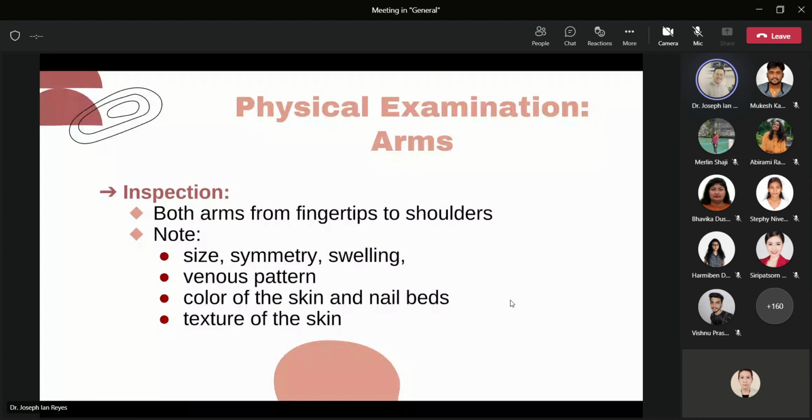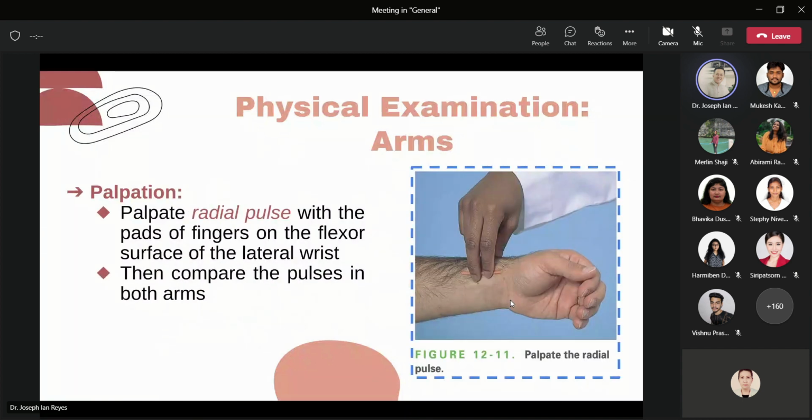Then for palpation, for the upper extremity, you palpate the radial pulse with the pads of the fingers on the flexor surface of the lateral wrist. Then compare the pulses in both arms. See if they are the same in intensity, 2 plus or 3 plus, or maybe one is lower, one is more pronounced. Also distinguish if it is the patient's pulse or yours.